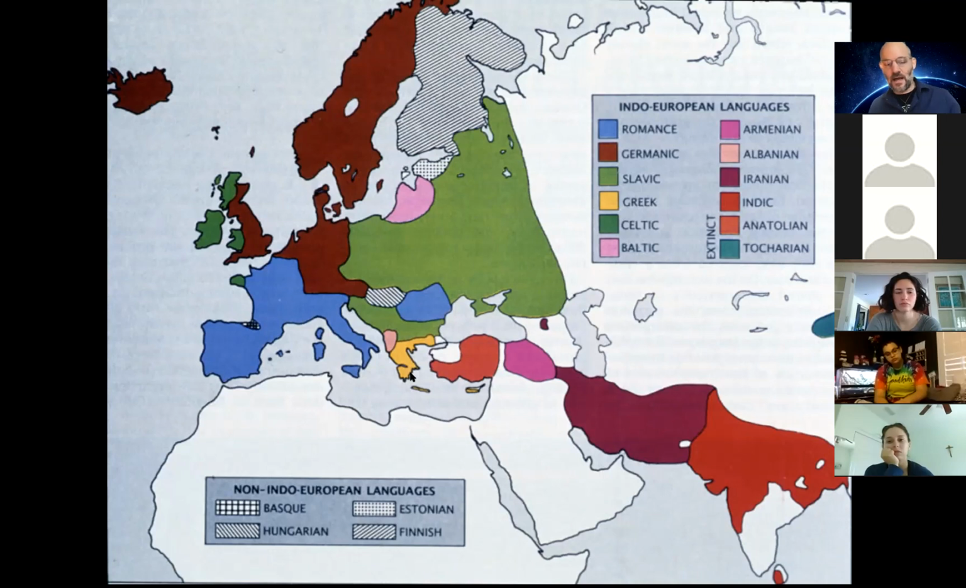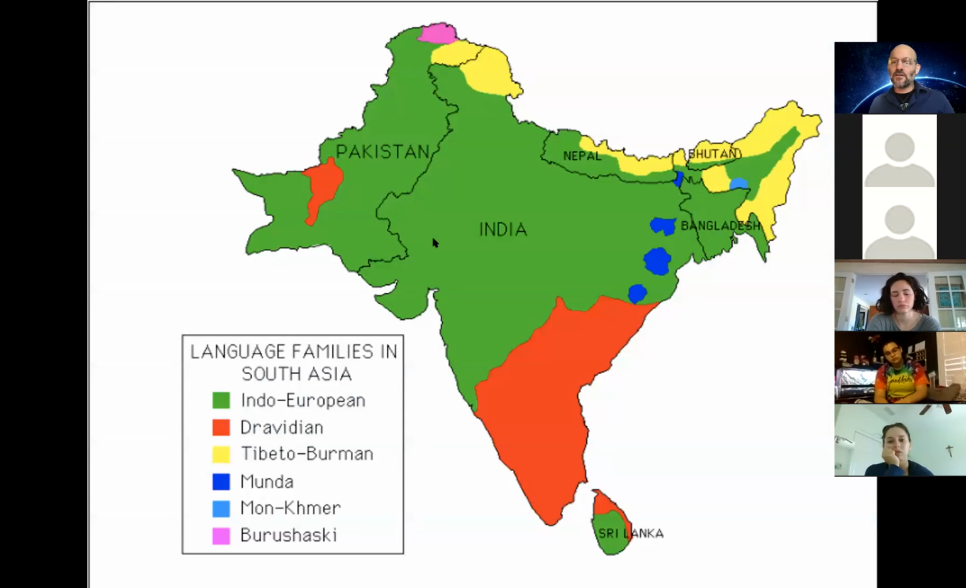And he was wondering how that could be. So we are going to look at that today. So if we look at the multiple language families in India, Pakistan, and Nepal, and so on, the green in this case would be the Indo-European, and that includes Hindi, Gujarati, Punjabi, as well as many other different languages in North India, and Urdu, for example, in Pakistan.